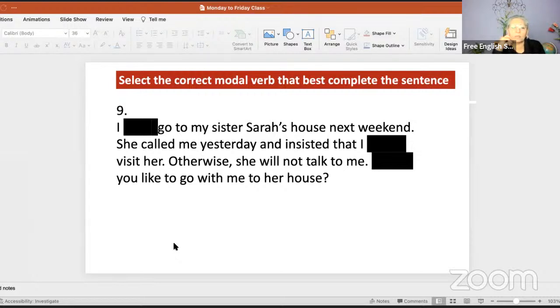The next one, number 9. I blank go to my sister Sarah's house next weekend. I go to my sister Sarah's house next weekend. क्या है ये? अब next weekend की बात हो रही है या tomorrow, next month. So everything is in the future.